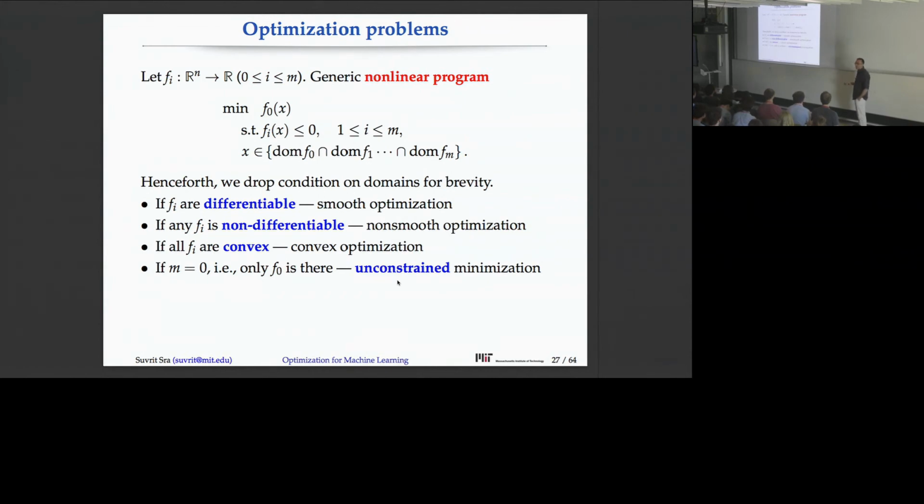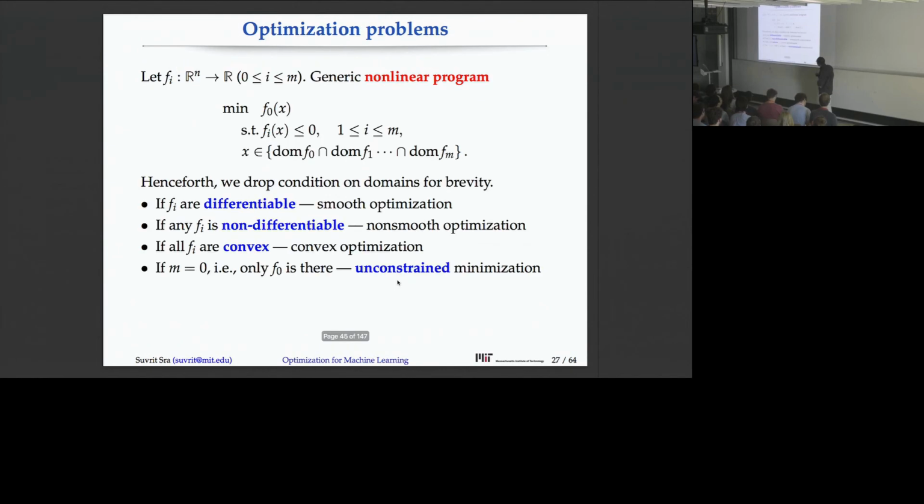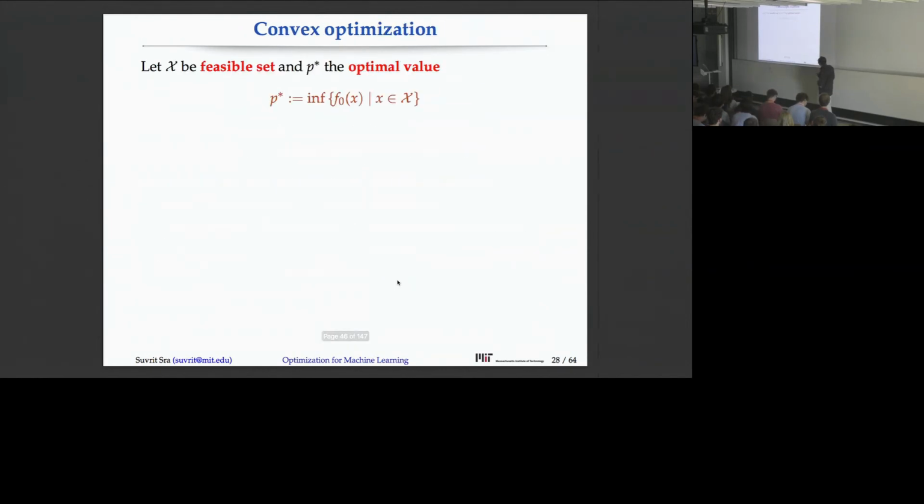If all the Fi's are convex, we are in the happy land of convex optimization. And if there are no constraints, then lo and behold, it's called unconstrained optimization. Okay, so that's the lingo. Some other lingo: if X is the feasible set, it would be all the x's that satisfy this, that's the feasible set.